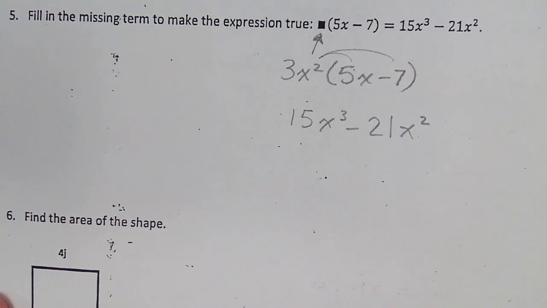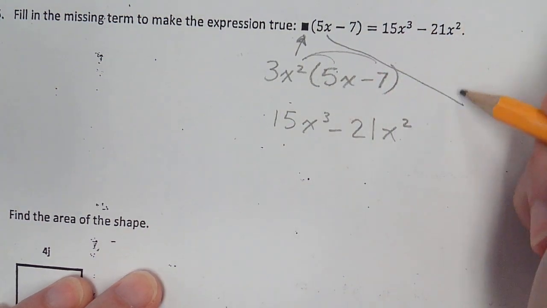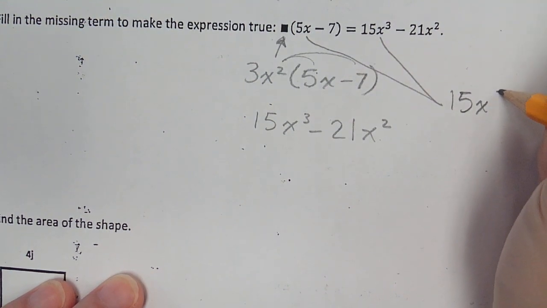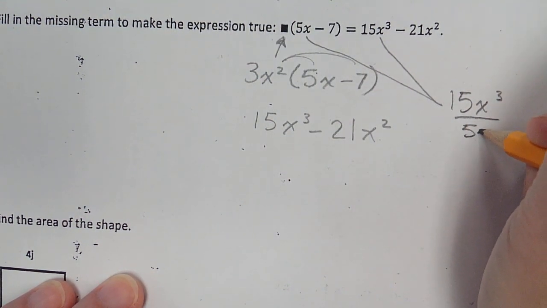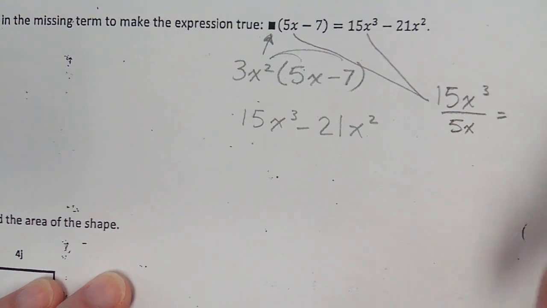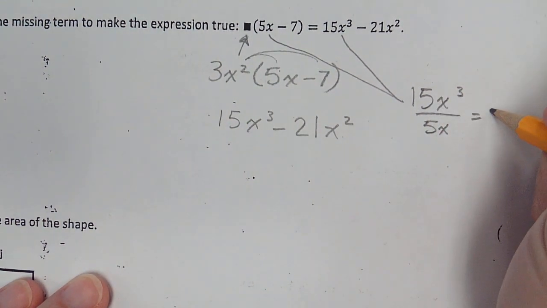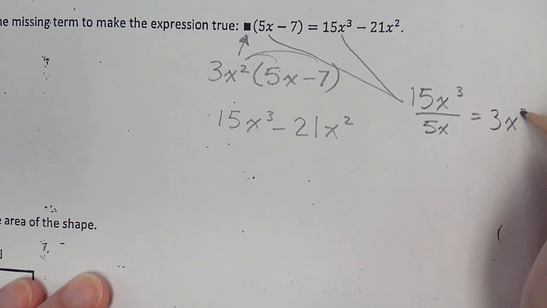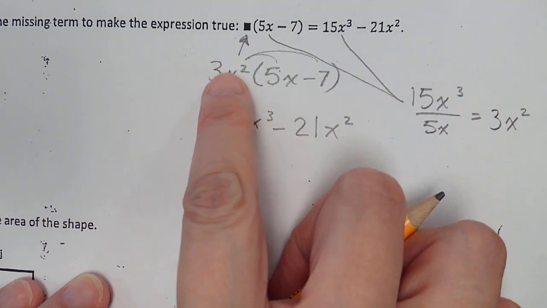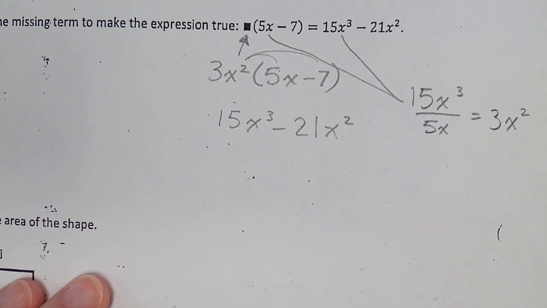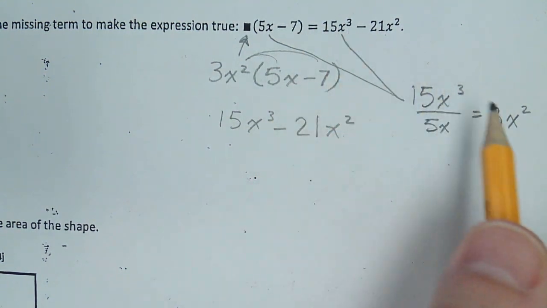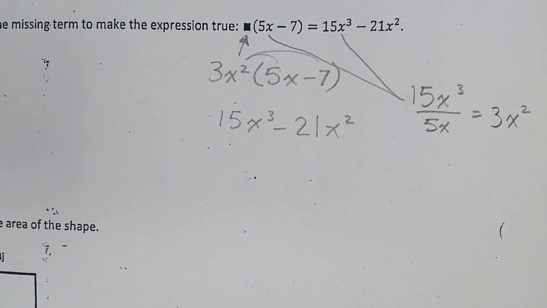Another way you can do it as well is, you can divide. Divide the first 2 terms. When you divide 15 by 5, you get 3. X cubed divided by x, you subtract the exponents, so you get x squared. So 3x squared. If you do the same thing for the last two terms, you should get the same answer. If you don't get the same answer, it means you made a mistake.